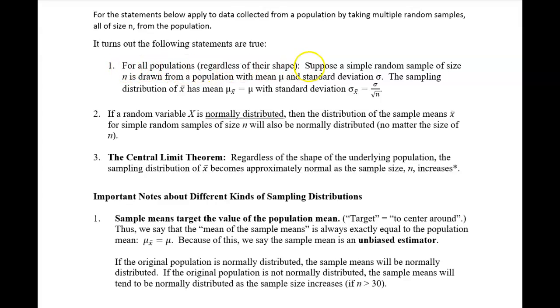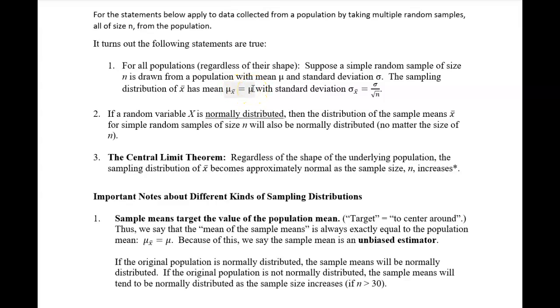Now, for all populations, regardless of their shape, so let's say whatever we were asking about was not normally distributed, the sample means of size n will be normally distributed. But suppose a simple random sample of size n is drawn from a population with mean mu. So we know this is the mean of the whole population, and this is the standard deviation of the whole population. When we add up the mean of each sample and find the mean of that, we get the mean of the population.